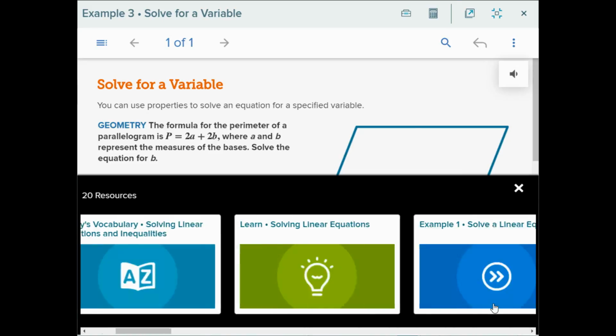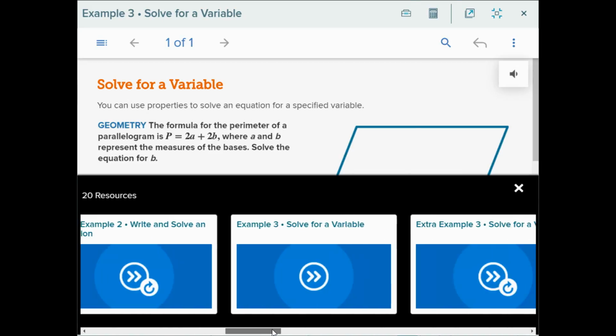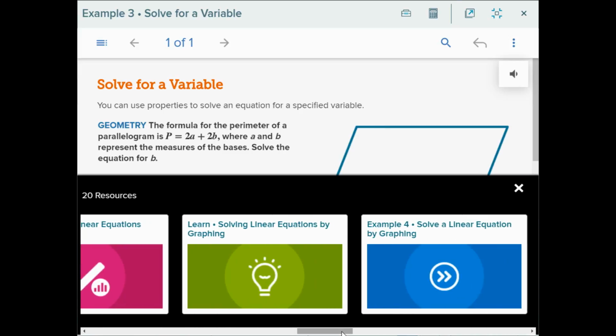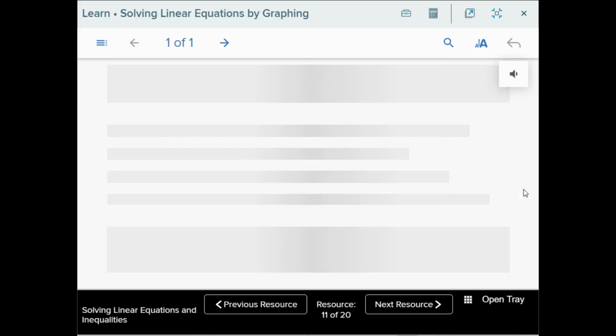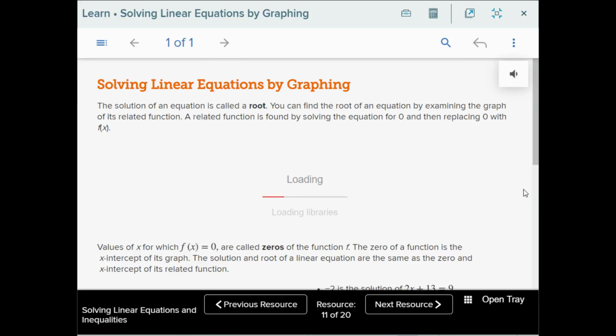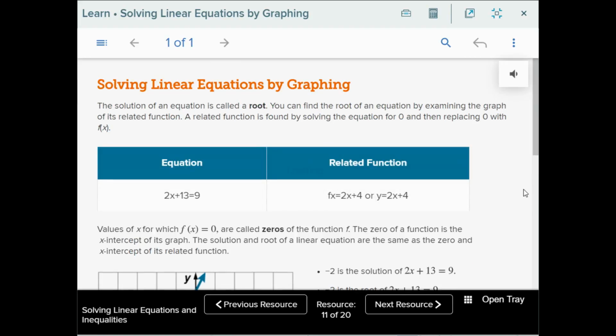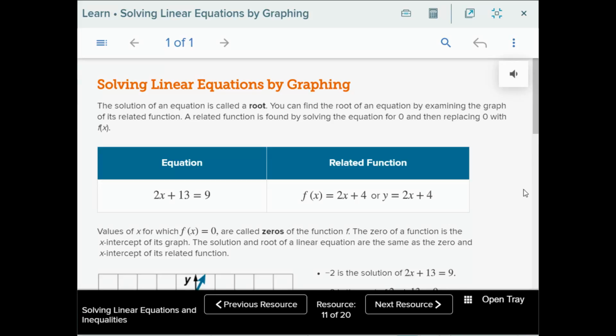So the next thing I want to talk about is when we have graphs involved in the mix. How can we use graphs to solve? So for some people, since graphs are visual, it is easier for them. Some aspects of graphs make it harder. However, graphs are usable to answer questions. So again, to reiterate, the solution of an equation is called a root. You can find the root of an equation by examining the graph of its related function. A related function is found by solving the equation for 0 and then replacing the 0 with f of x.